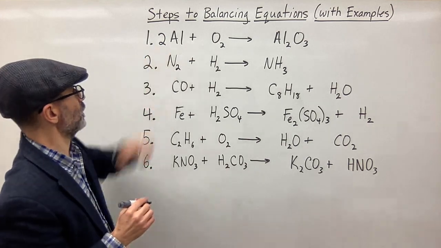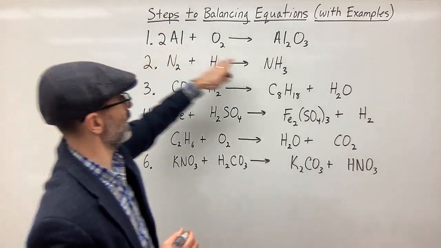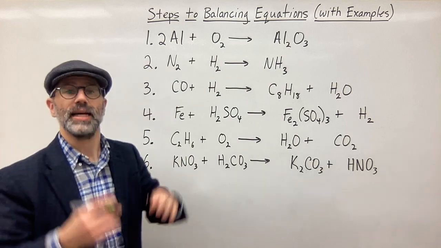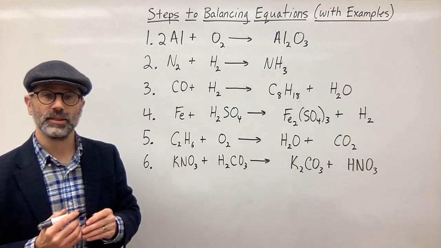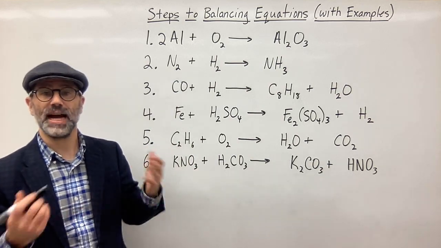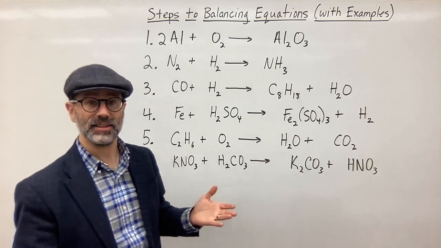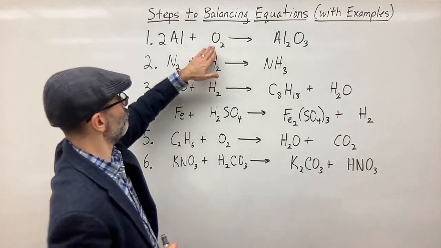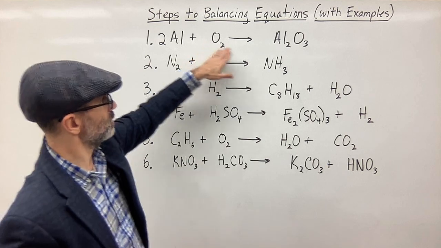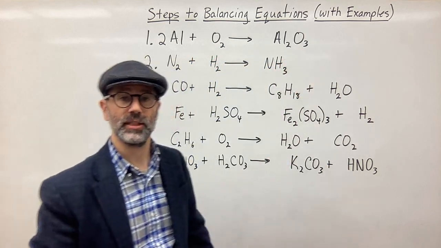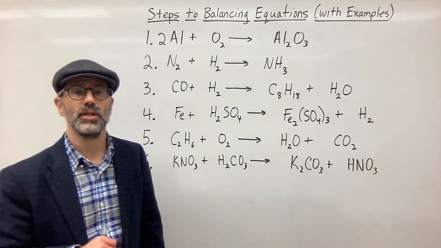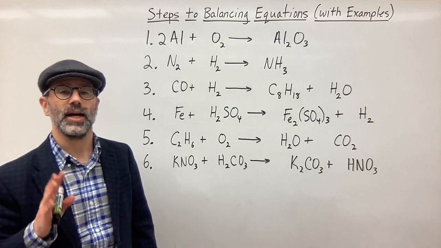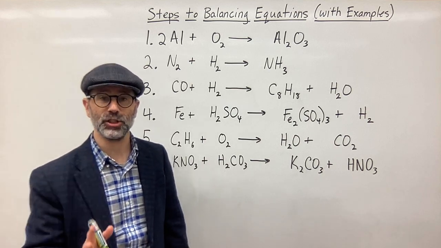So 2 times 1 is 2. I have 2 aluminums on this side, I have 2 aluminums on this side. Now the aluminums are balanced. The only other element I have is oxygen, so that's last. So here I have 2 oxygens. Here I have 3 oxygens. Here's where you can use a fractional coefficient.